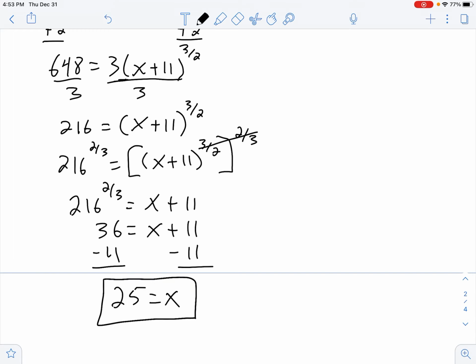And that is it. So hopefully this will help you with solving equations that have rational exponents. It was kind of following up after we did solving equations that have radicals. So this is like a natural progression.